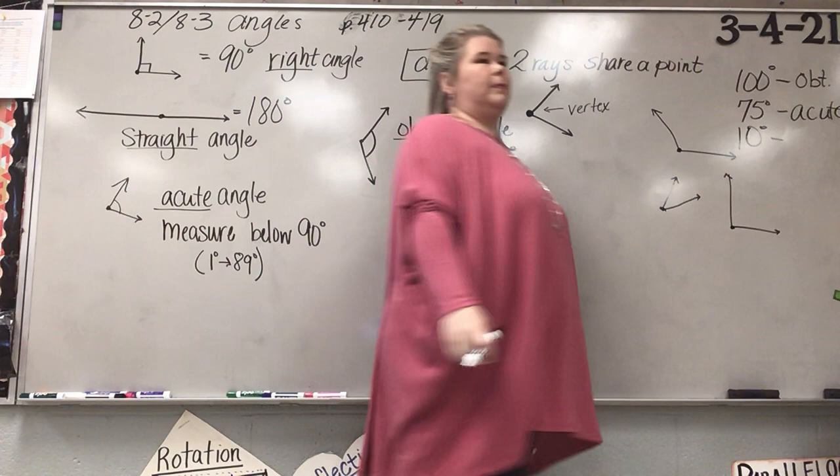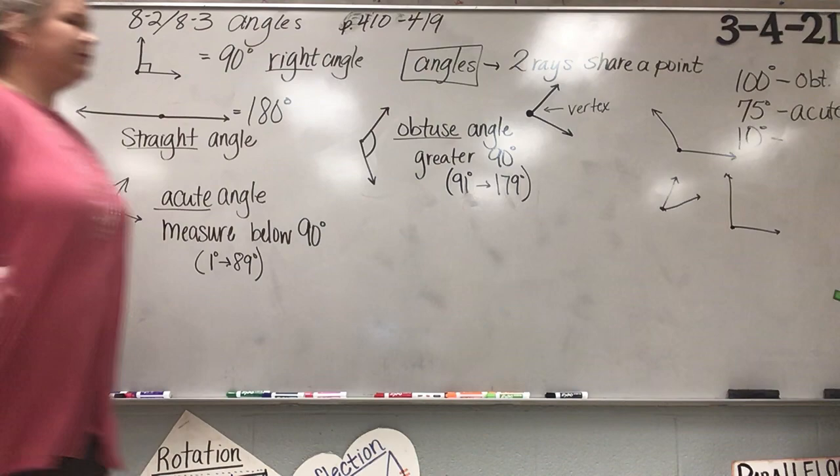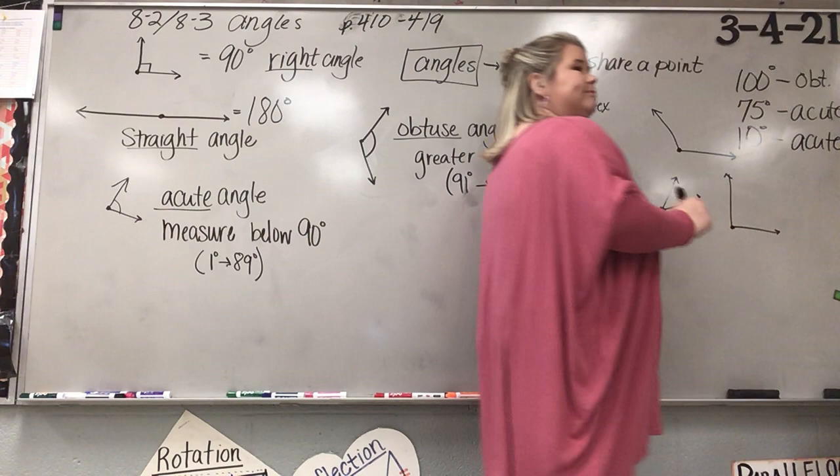Degrees. Acute. It's a cute one. What about 0? Wait, does 0 degrees? 0 is not an angle. 0 degrees, isn't it? Right. Well, 180 is. Wouldn't that be 0?